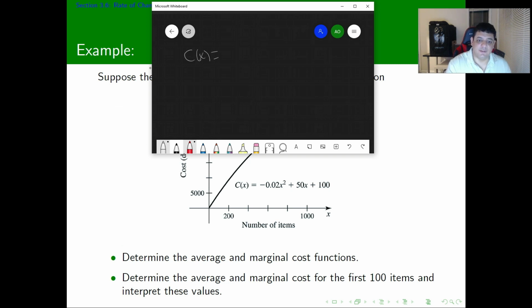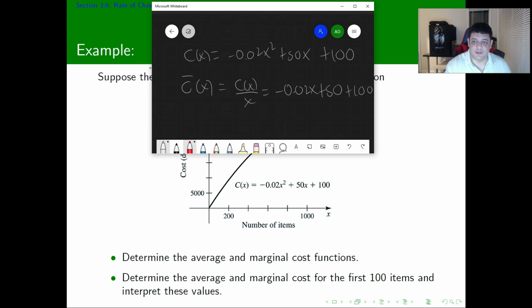So we have C of X is minus 0.02x squared plus 50x plus 100. And now the average cost is going to be this over X, which means minus 0.02x plus 50 plus 100 over X. Okay, and now the marginal cost is going to be the derivative function of the cost, and it's just minus 0.04x plus 50.